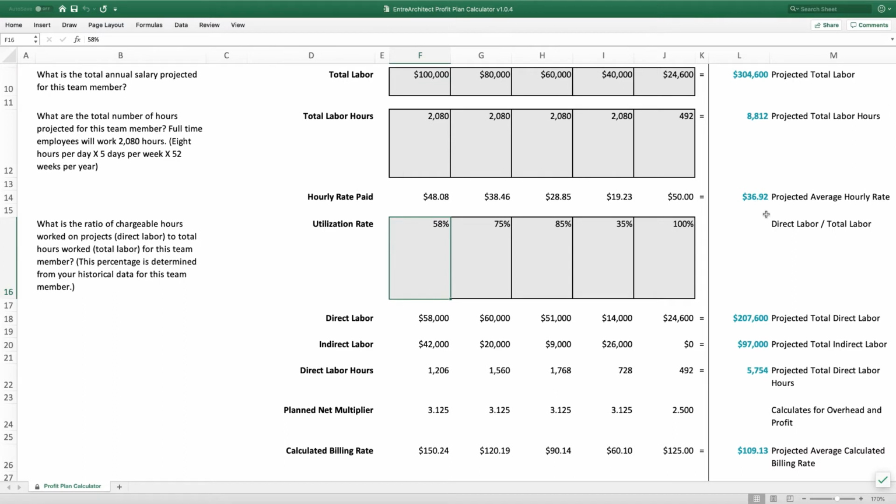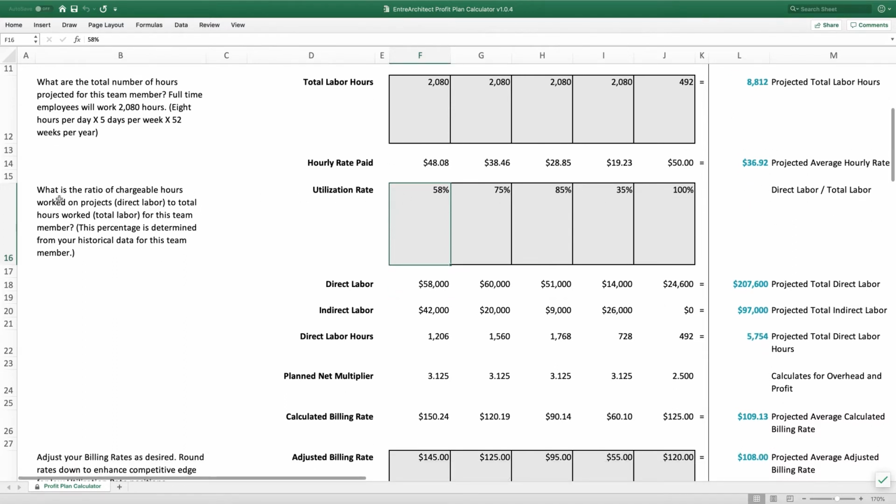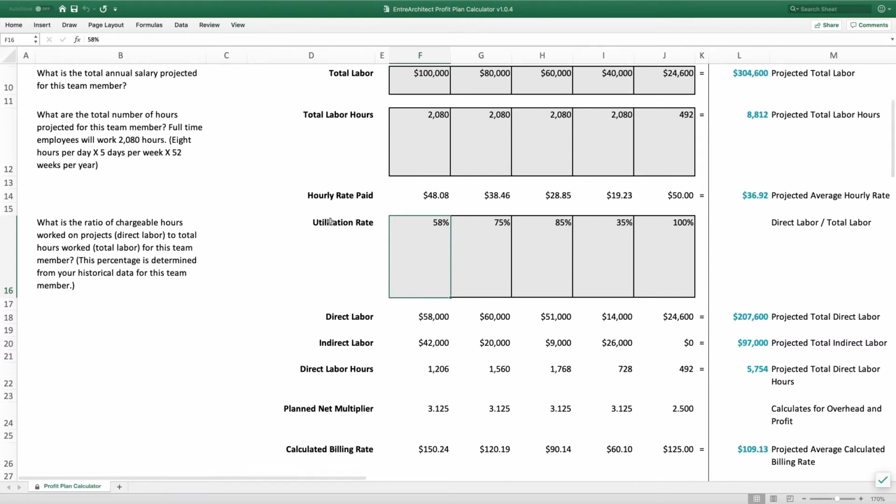It's automatically calculating your average hourly rate, which is always an interesting number. And then you are plugging in your utilization rate. So what is the ratio of chargeable hours worked on projects, which is your direct labor, to total hours worked, your total labor for this team member? So the percentage is determined from your historical data for this team member. So historically, you're either calculating this specifically from data last year or the year before, or an accumulation of those years, calculating a utilization rate.